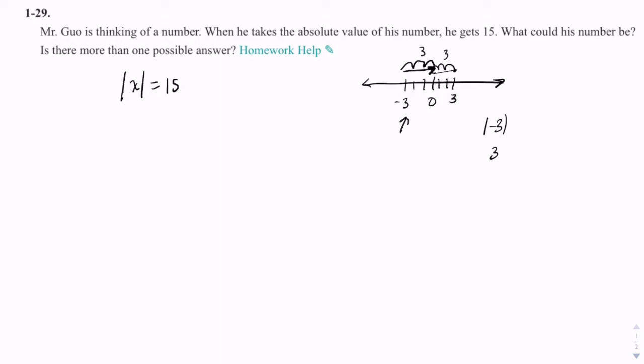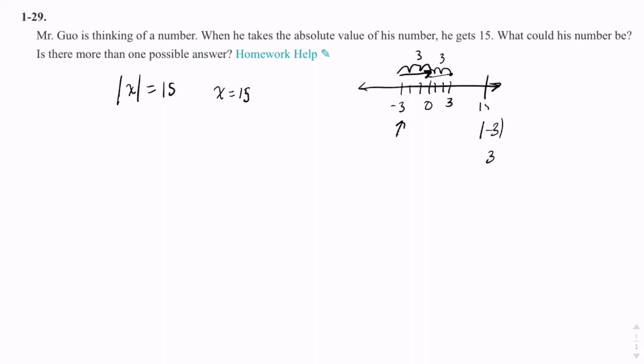So what numbers could I put in for x to make the absolute value of it 15? Well, I could put x as 15 because the absolute value of 15, if 15's over here, then the absolute value of that is 15. But also I could put -15, right? So I could also have -15.